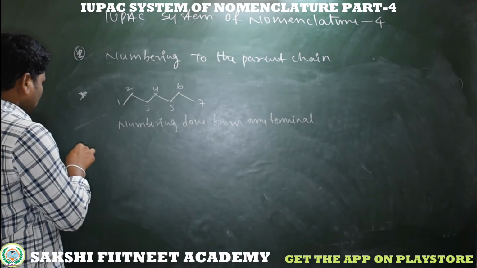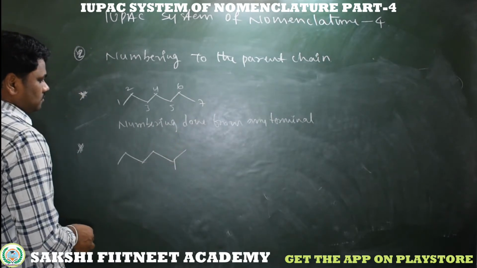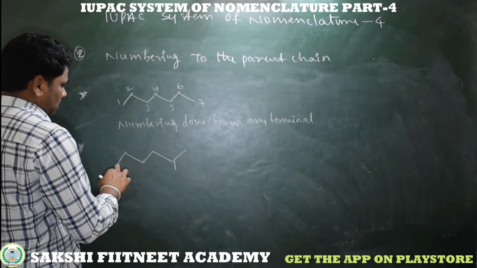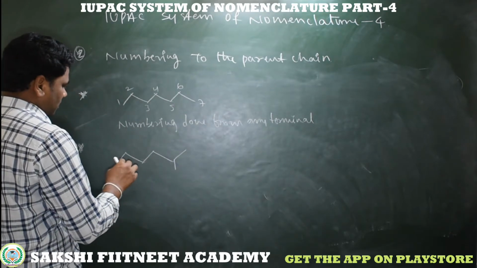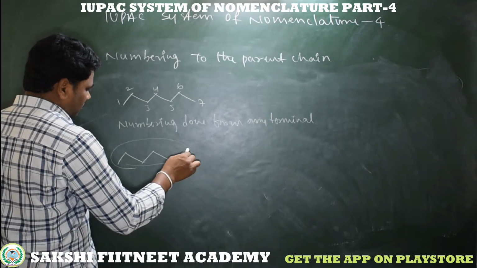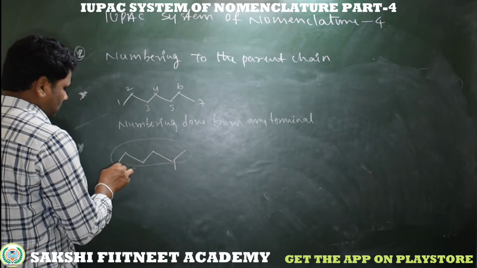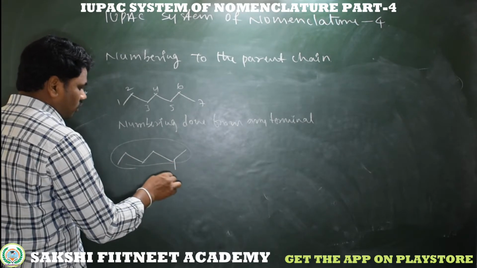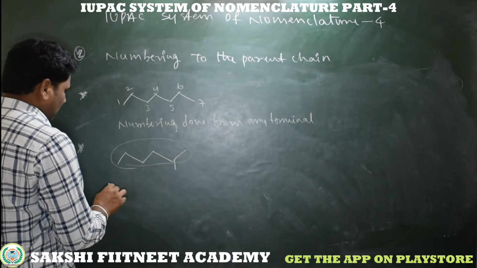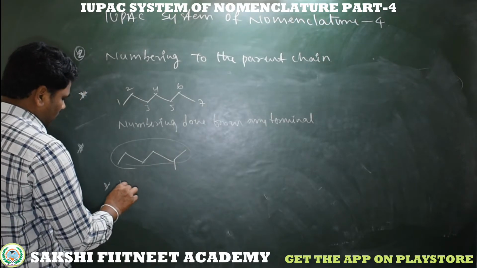I am taking another case. This is the molecule. So how can I start numbering? See here, this is the longer chain, the parent chain. So from this side 1, 2, 3, 4, 5, 6. Here we have one substituent. Simply we need to follow the least locant order.